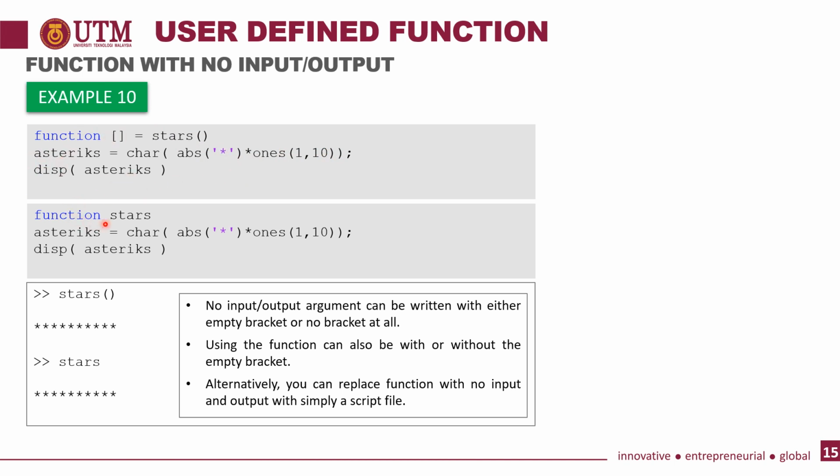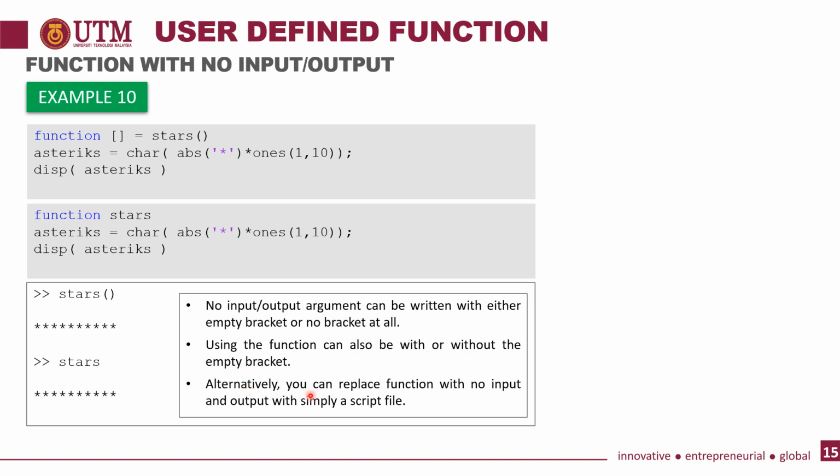So you can also put it like this, function stars, asterisk as usual, and display the asterisk. Okay, so you can put it in an empty bracket, or you can just ignore the bracket. All right, so a function with no input and output argument can be written with either empty bracket or no bracket at all. So you have two options, either write it with an empty bracket, or just ignore the bracket. Using the function can also be with or without the empty bracket.